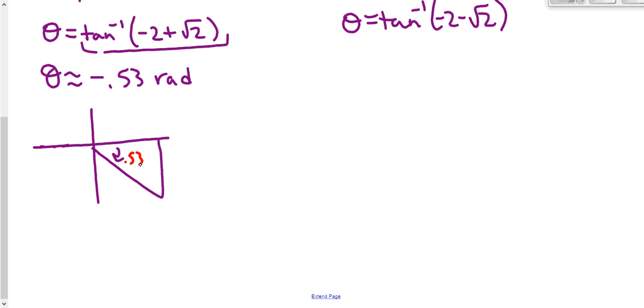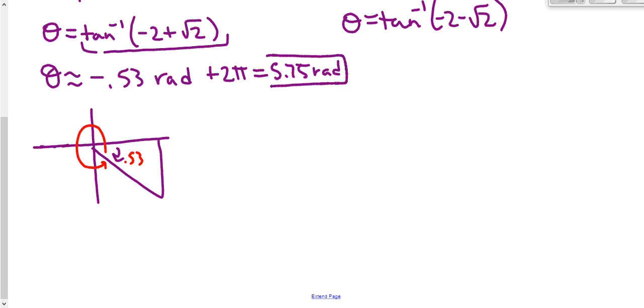Okay, so what would that be if we were to rewrite it using a number that fell between 0 and 2 pi? What we would have to do is go all the way around the circle one more time. That would be adding 2 pi to this answer. So we have negative 0.53 radians plus 2 pi radians, and that's going to be 5.75 radians. That's a quadrant 4 answer.